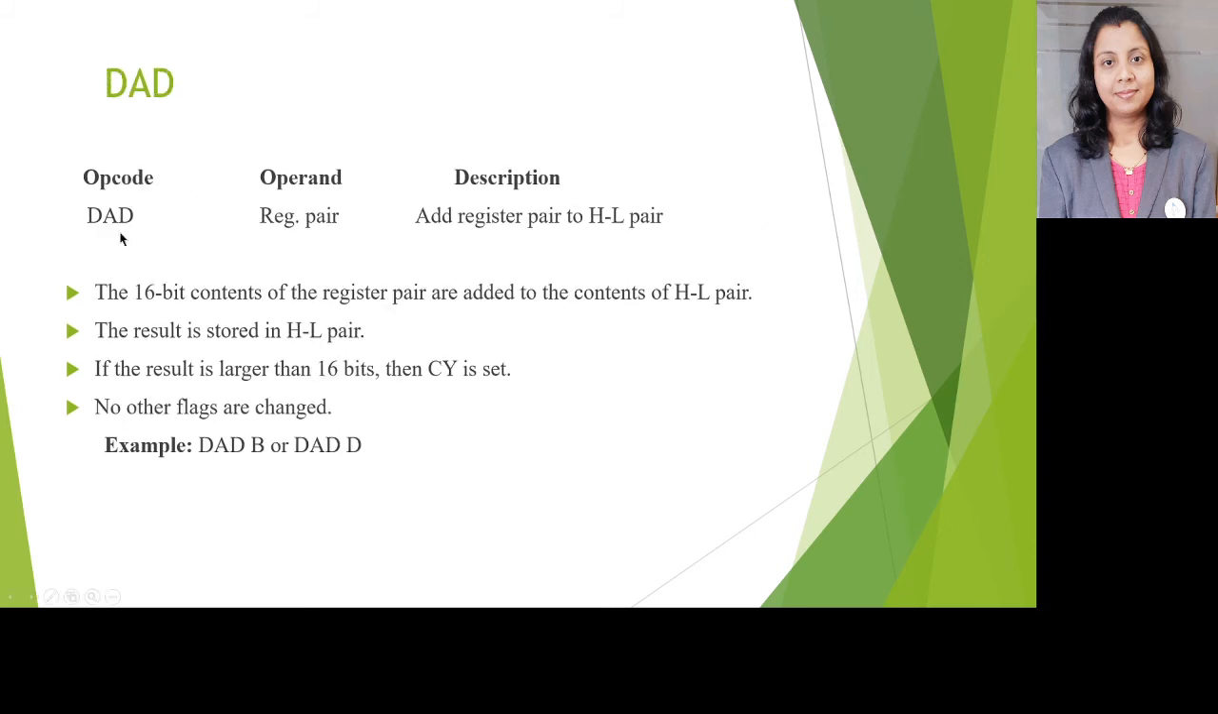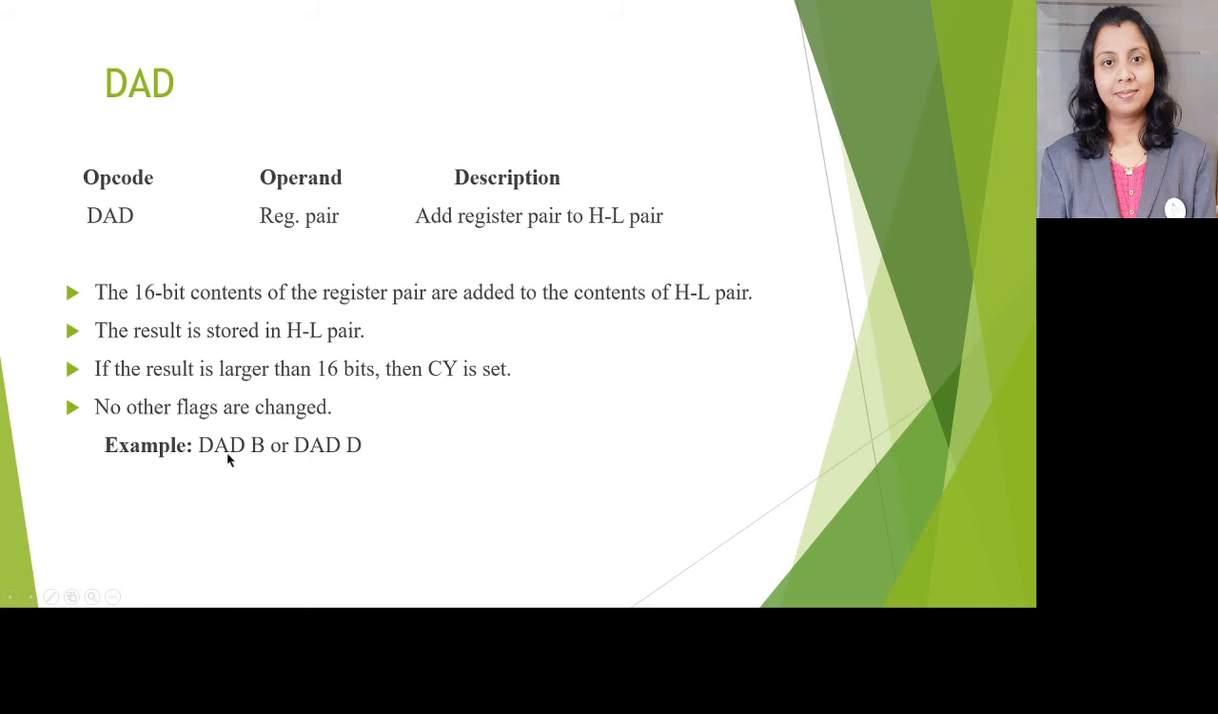DAD, opcode is DAD, operand is a register pair, that means BC, DE, HL. Description is add the register pair to HL pair. The 16-bit contents of the register pair are added to the contents of the HL pair. The result is stored in the HL pair itself. If the result is larger than 16 bits, then the carry flag is set. No other flags are changed.